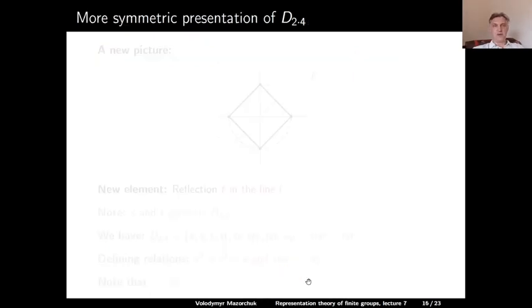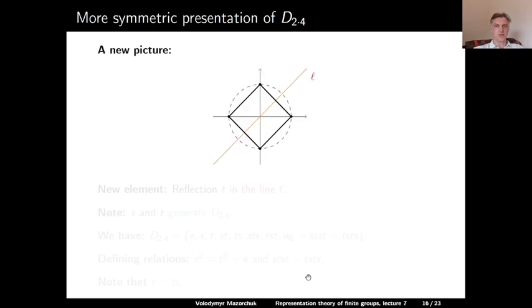It will be more convenient for the description of simple modules to have a slightly different presentation of this dihedral group. Let us consider the following picture. Consider the diagonal line L. And then we have the obvious symmetry of the square given by reflection with respect to this line. So we take this line as a mirror, and the mirror reflection in this line gives us a symmetry of this picture. So let's denote the symmetry by T.